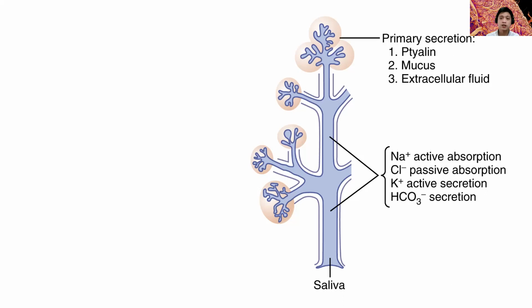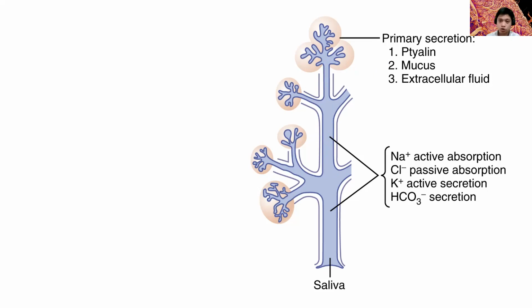So anong ibig sabihin nito? The primary secretion is similar to plasma. No? And this secretion flows along the tubule of the salivary gland. No? So habang dumadaan siya sa tubule, it is continuously modified. No? The tubular cells that you will find here will continuously modify your secretion.